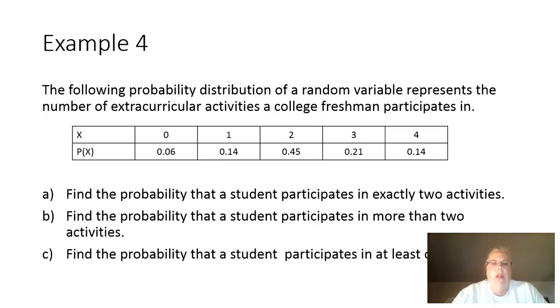Example 4. The following probability distribution of a random variable represents the number of extracurricular activities a college freshman participates in. A. Find the probability that a student participates in exactly 2 activities. Okay, so we are looking for the probability of 2 activities.